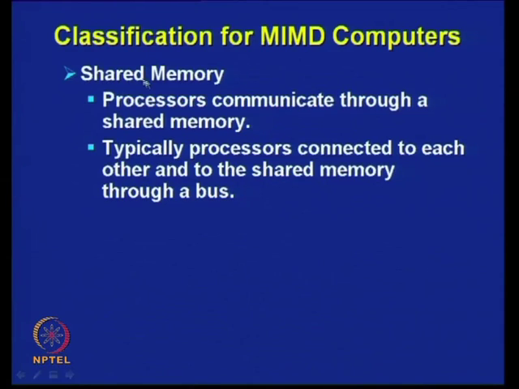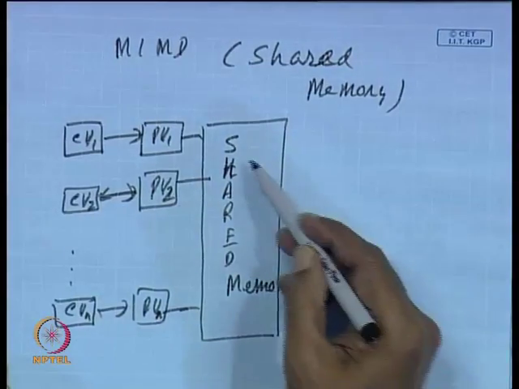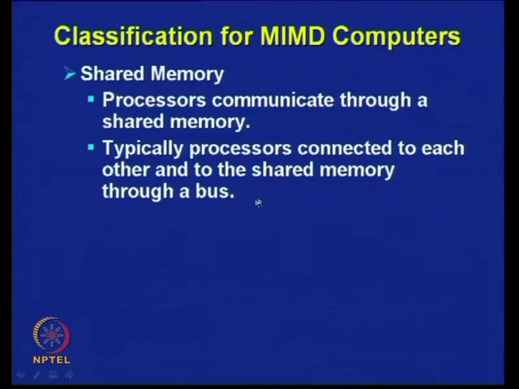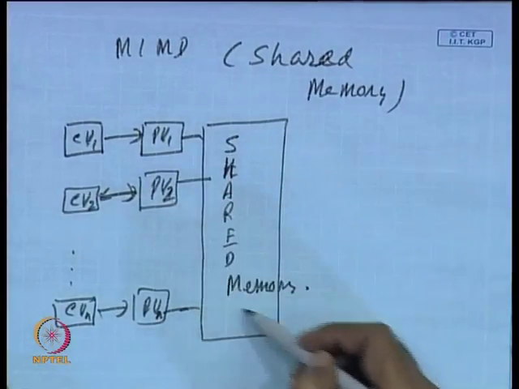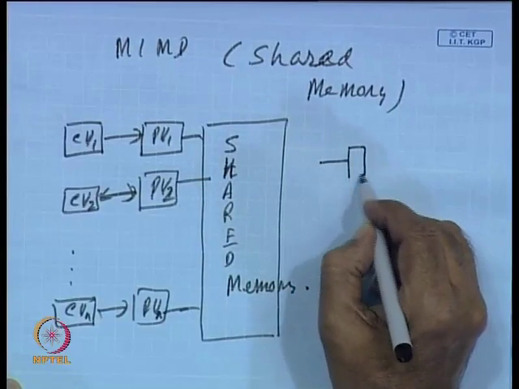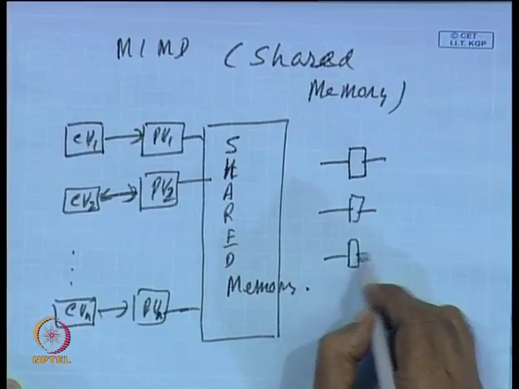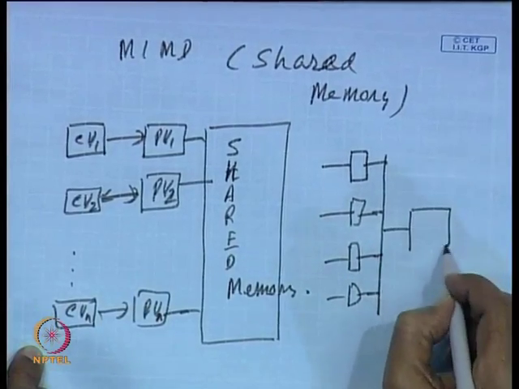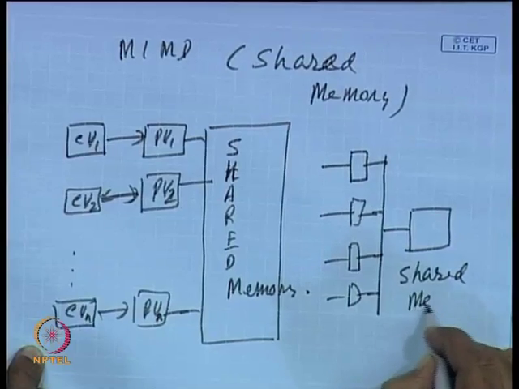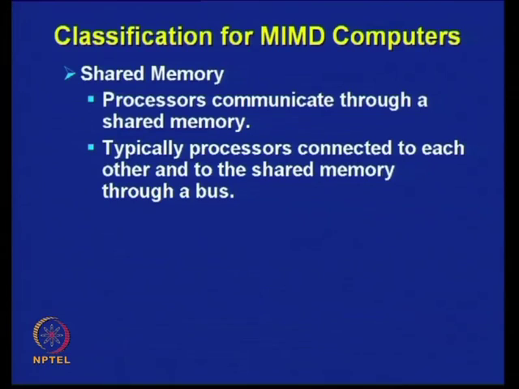MIMD computers can have shared memory. The processors communicate through a shared memory, and I have already discussed this. This is MIMD with shared memory. Through a shared memory the communication takes place, and the processors are connected to the shared memory through a bus. So, usually a bus is used to communicate. That means each of the processing elements is connected to a bus, and to that bus there will be a shared memory. This is the typical situation of shared memory.